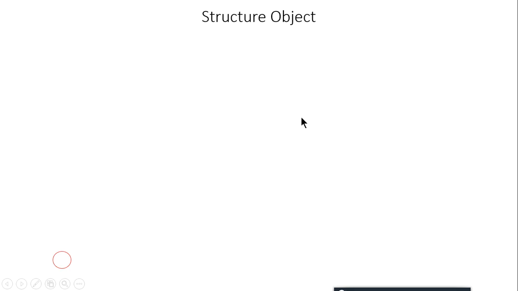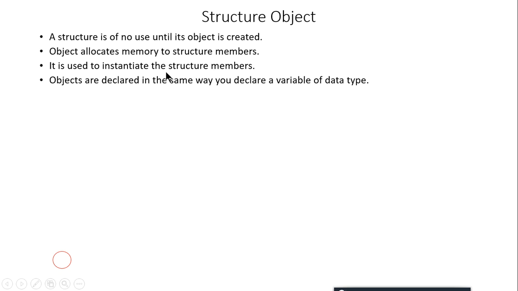Okay. Now structure objects. Once you have created the structure, it is not enough if you want to use it in a program, in a function. So in the program, you must create an object of your structure. Without creating an object, a structure is of no use. To allocate memory to your structure, you need a structure object. Structure objects are used to instantiate the structure members.